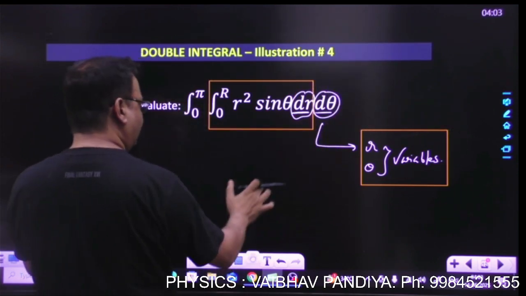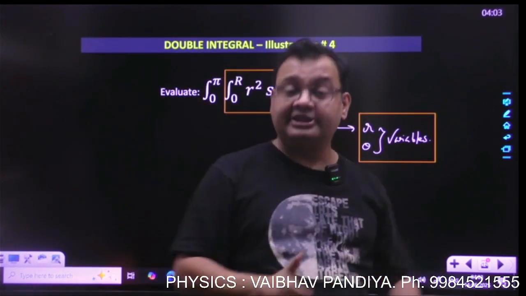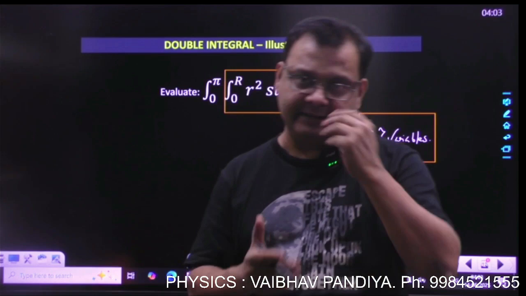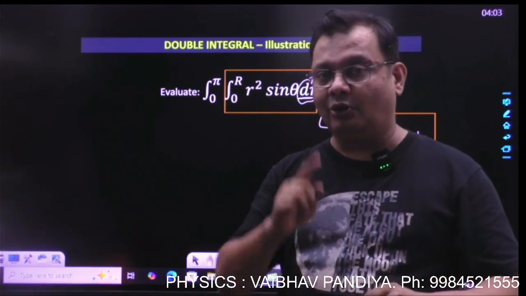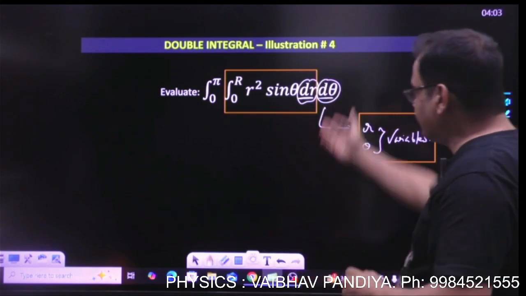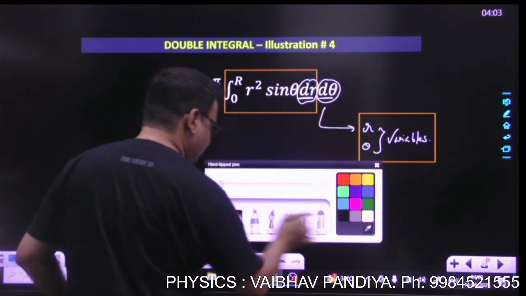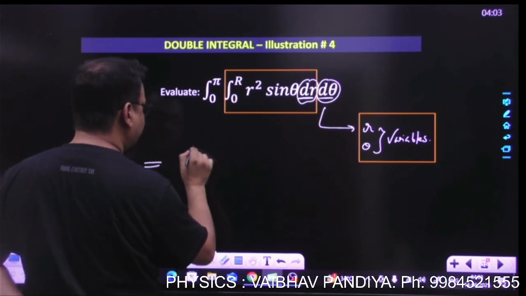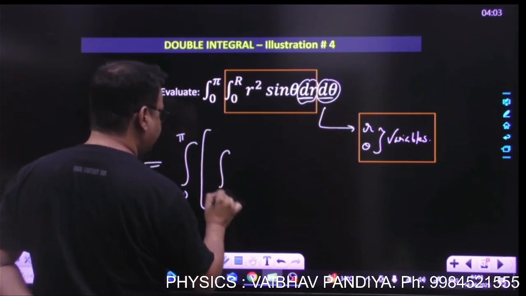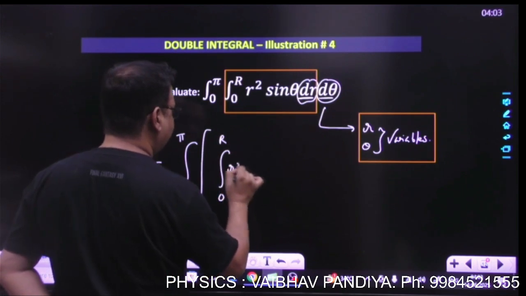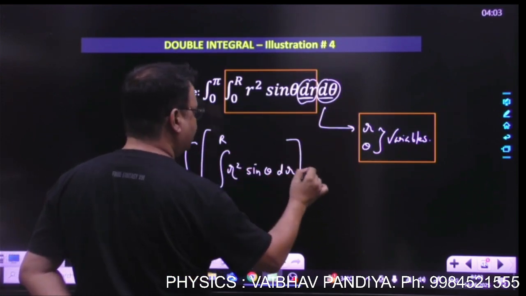So can you identify in the inner integral, the first integral which needs to be done partially, what is the variable of integration? Is it r or is it theta? Clearly you can see it is r. So these limits will be the limits of r. So I will solve it: 0 to pi, then I am putting the bracket, 0 to R, r square sine theta dr, bracket, d theta.